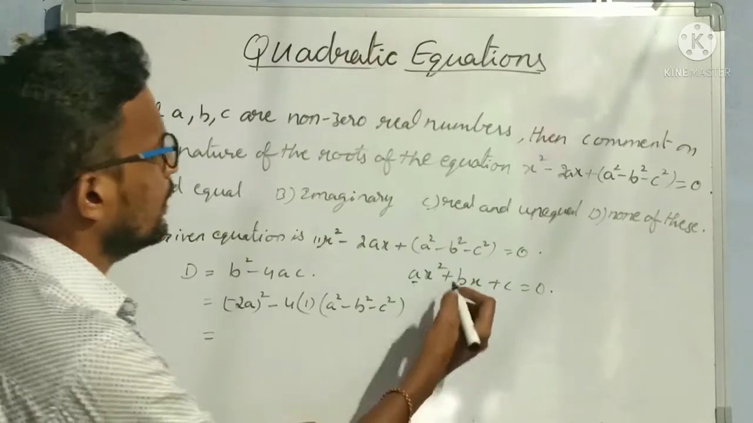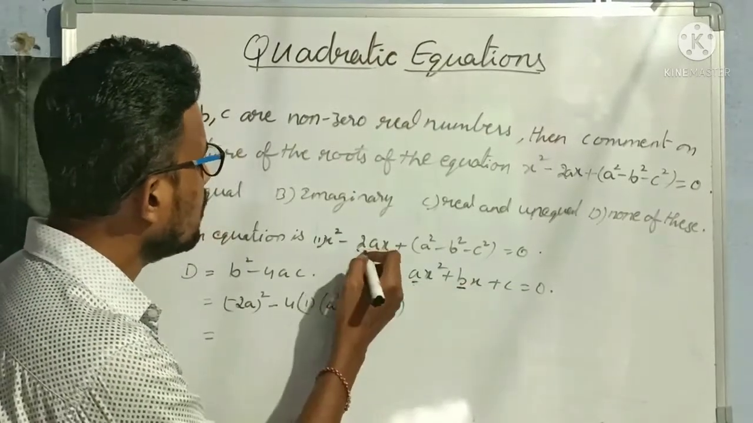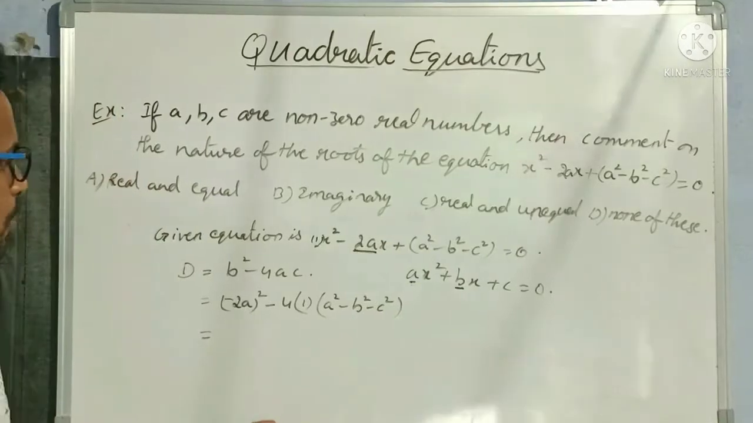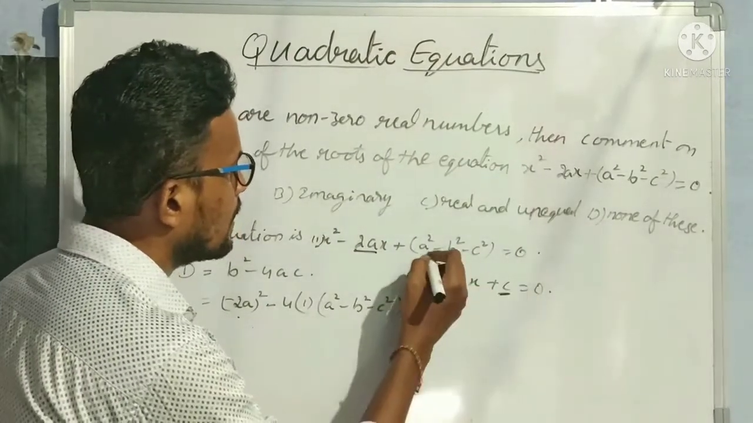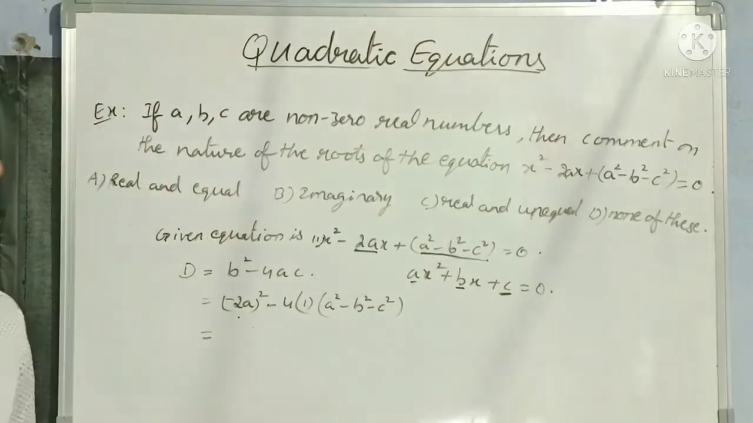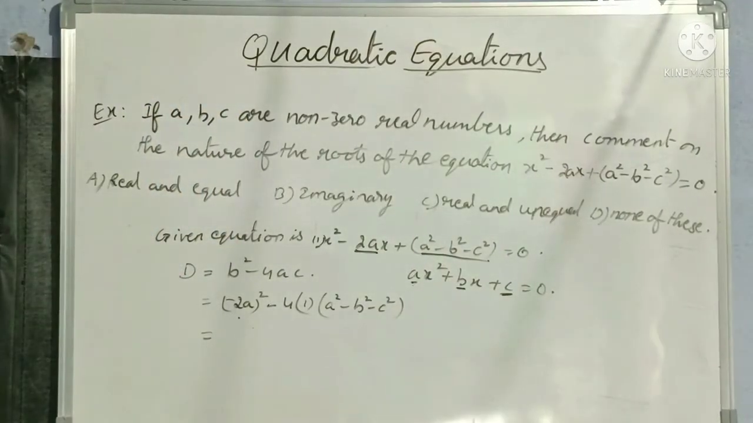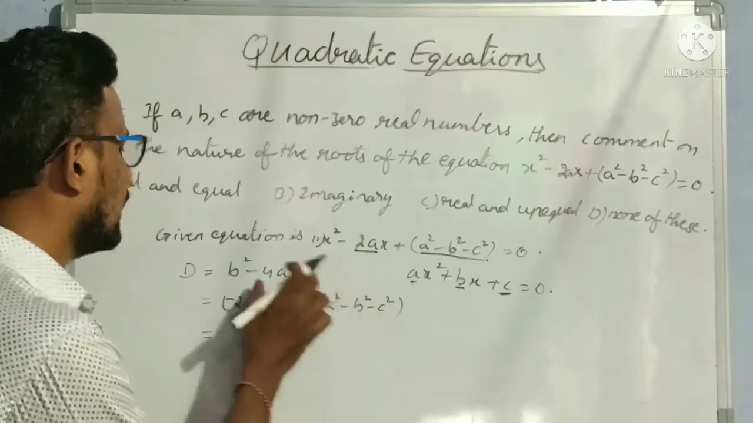And what is the value of b? b is equal to minus 2a, right? So b square means minus 2a whole square. And what is the value of c? c is nothing but a square minus b square minus c square, the complete value is c. So the discriminant is b square minus 4ac.